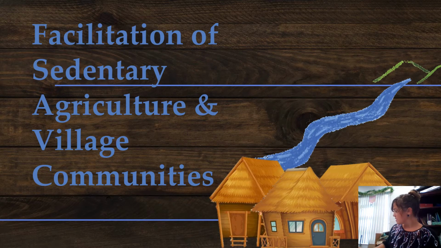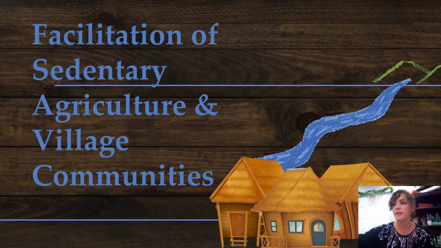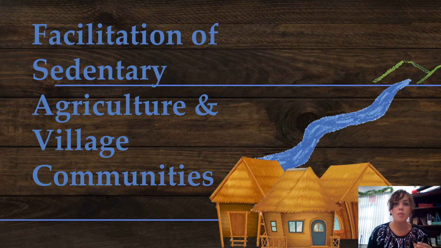All right, so we are starting a new unit today. The unit is called Origins of Complex Societies in the Ancient World. So origins meaning, where did it originate? Complex urban societies, we're not talking about small villages anymore, but the arrival of larger cities, okay? And then in the ancient world.